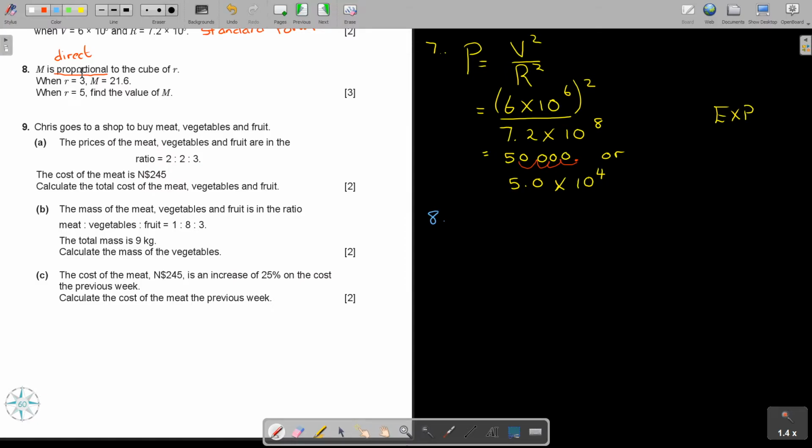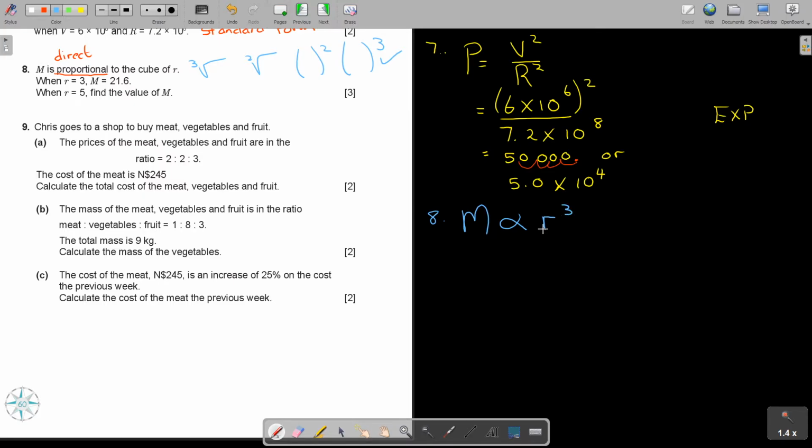M is proportional. Now remember what I said? This is the proportional sign. Okay. M is proportional to the cube, not cube root. Cube, but be careful. They can say cube, square, cube root. Okay, so cube root would have been that. Square root would have been that. But square would have been this. And cube would have been this. And this is the one they are talking about. To the cube of r.